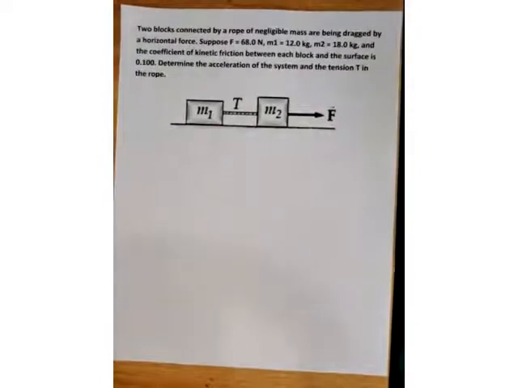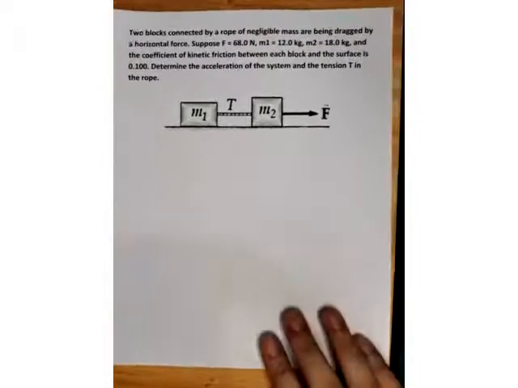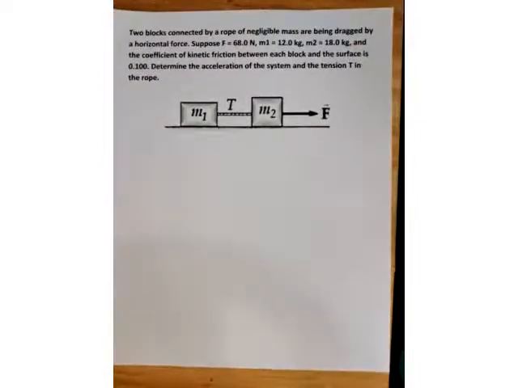Okay, so we're given two blocks which are connected by a rope of negligible mass and are being dragged by a horizontal force. So suppose that the force is 68 newtons and given the mass one is 12 kilograms and then mass two is 8 kilograms. And the coefficient of friction between each block and the surface is 0.1. Determine the acceleration of the system and the tension T in the rope.